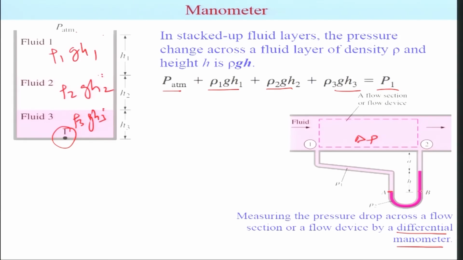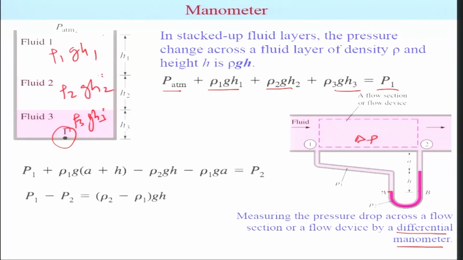Let me start writing here. This is your P1. The first thing you have to do is find the pressure here at A, which is nothing but P1 plus rho G (A plus H), because this is the height you are talking about from here. This is A plus H. So the pressure here for the same fluid is nothing but P1 plus rho GH. This is your P at A.